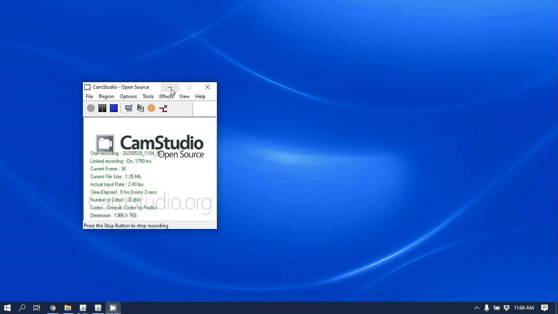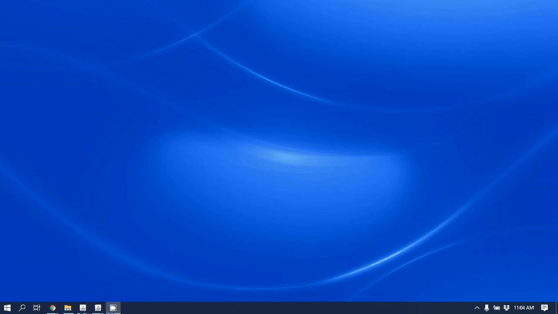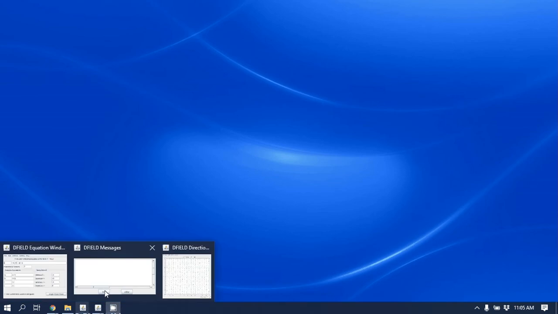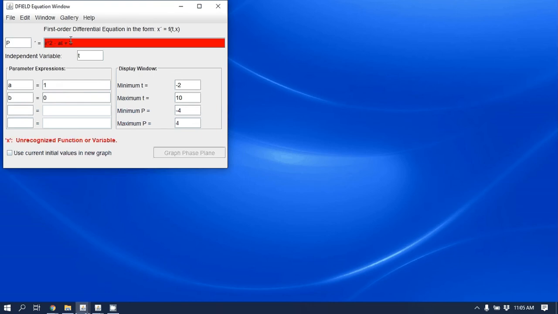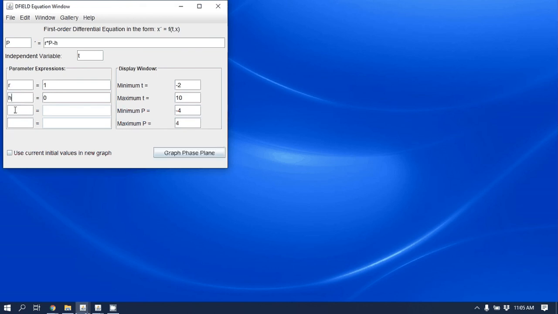Okay, so let's get started first with one illustration of the positivity invariance issue, the one with, let's say, the harvesting model. So let's use the D-field plotter. Let's see, the equation that we wrote was R times P minus H. So notice that in p-plane you can actually introduce parameters here, which is in this case R and H, the harvesting rate.